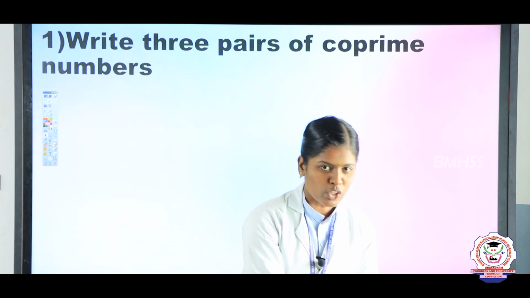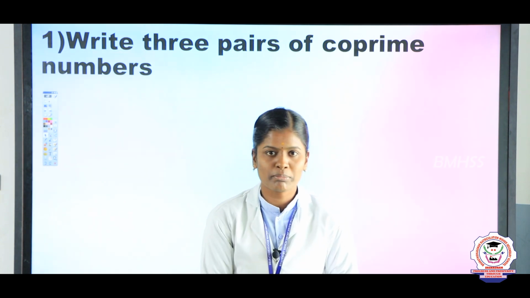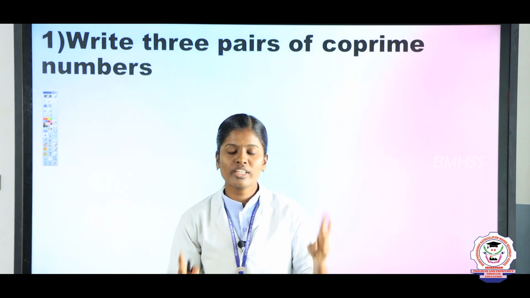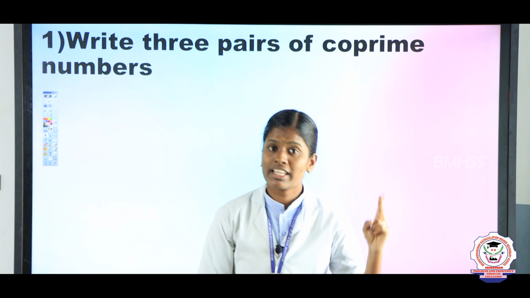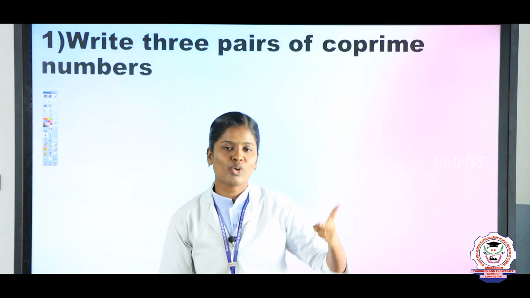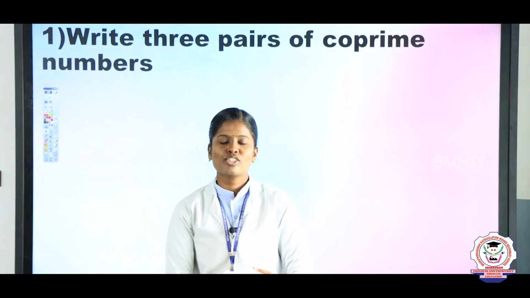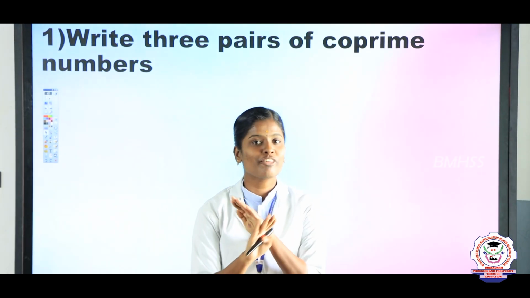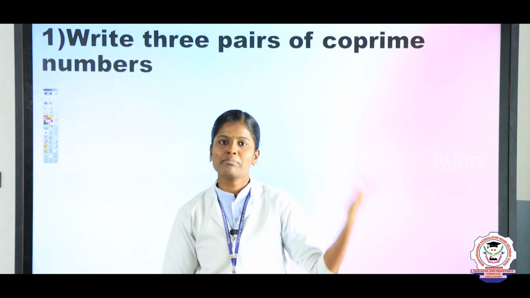Before going to co-prime numbers, Mona, tell me what are prime numbers? Very good. A number having exactly 2 different factors is called a prime number. Here the question is about co-prime numbers. So what does it mean by co-prime numbers? The pair of 2 numbers which have no common factors other than 1 are called co-prime numbers.